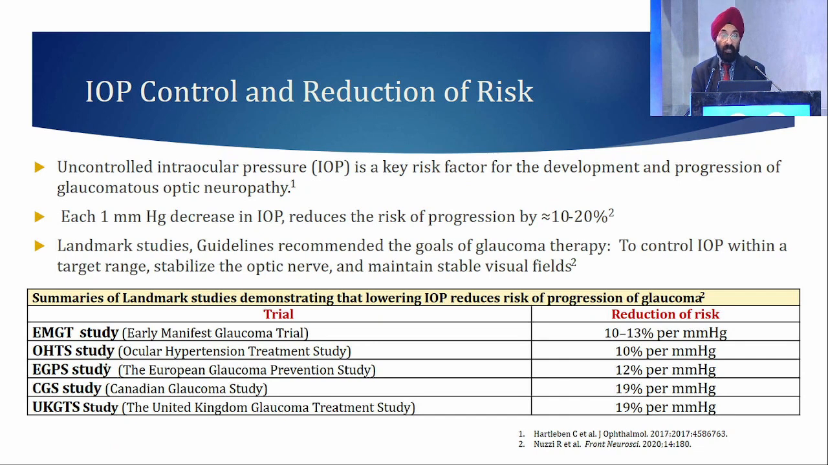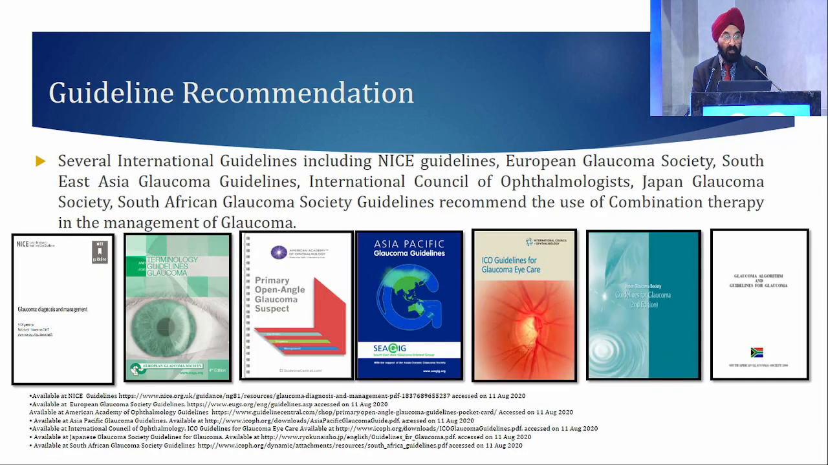And each 1 millimeter decrease in intraocular pressure reduces the risk of progression by close to 10 to 20%. Various studies like EMGT said the reduction of risk is about 10% per millimeter of mercury, whereas the United Kingdom Glaucoma Treatment Study summarized it as 19% reduction per millimeter of mercury. So it is between 10 to 19% per millimeter of mercury reduction.